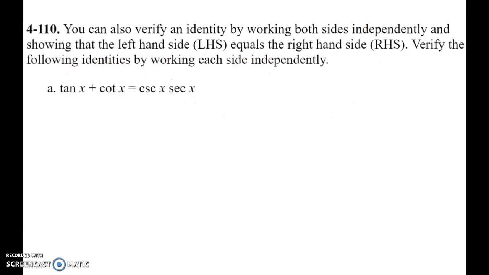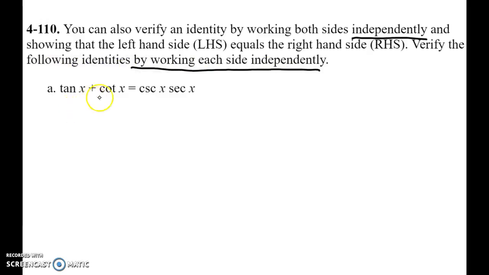All right, another example. We can also verify identities by working on both sides independently. But we can't cross over that equal sign. We need to work on each side by itself. And then if we can get the two sides to match in the end, then we've verified the identity. So we're verifying by working on each side independently.